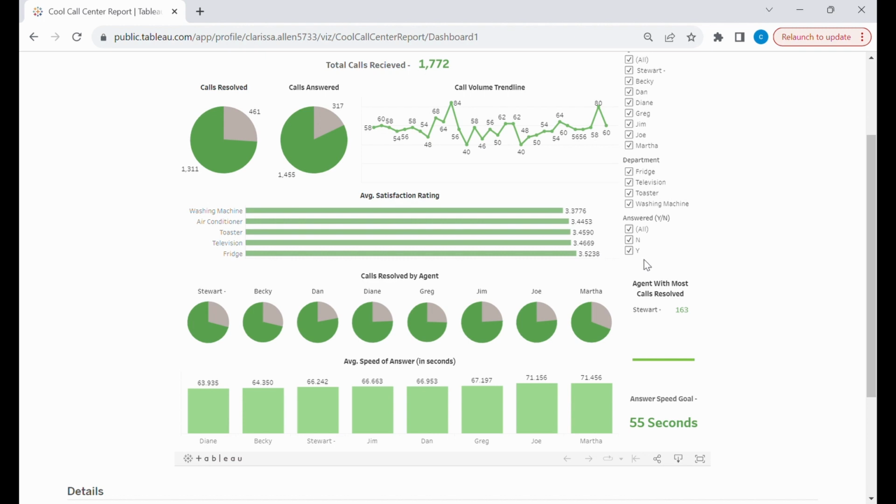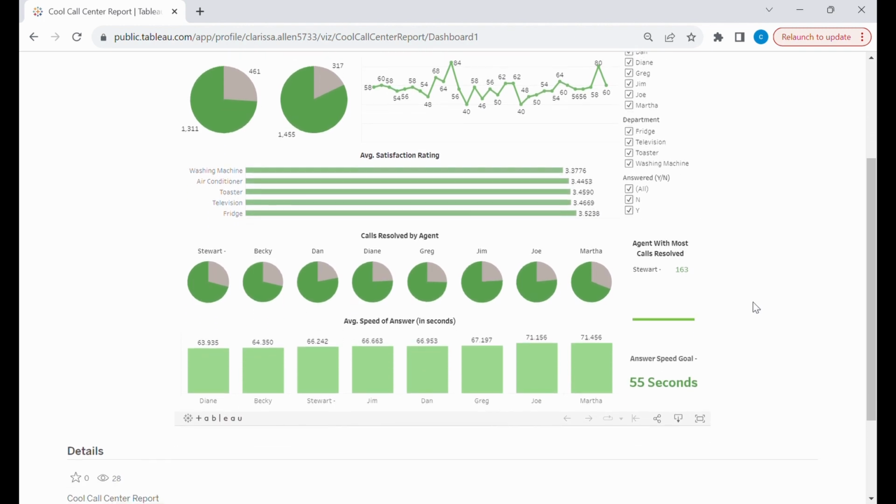The bottom two charts show how well our agents did in this month of January. The first chart, the pie chart, shows how well each agent did in resolving their calls. The green portion represents the calls that were resolved, while the gray portion represents the calls that were unresolved. From all these pie charts, we see that Stuart was the one that had the most calls that were resolved at 163.